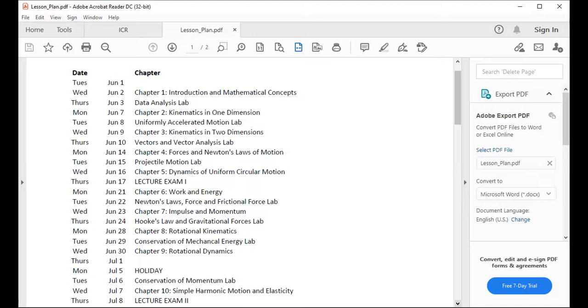I talk about showing your work in the videos. I talk about everything in the videos. And I'll show you some examples of what a good scanned document looks like. I'll show you that in a few minutes.